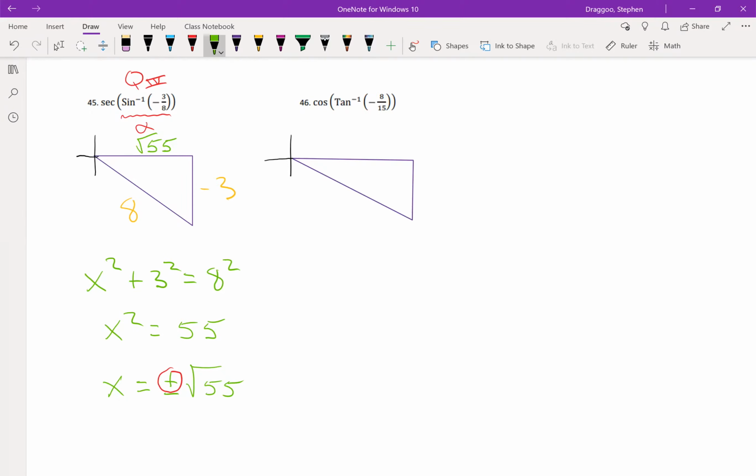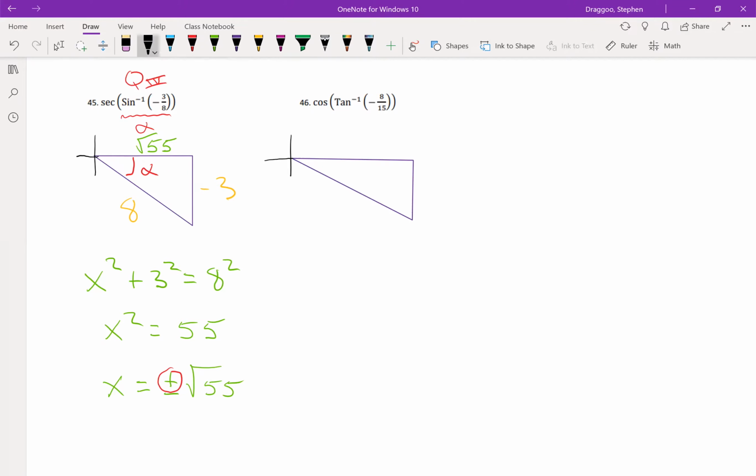Also, I should have labeled my angle alpha at the beginning, so I'll do that now. Alpha is that little angle right there. And this time, measuring alpha in standard position, I do know that it's going to come down from that positive x-axis because it's the sine inverse of a negative number, which means that it's going to be a negative angle. So alpha will be measured backwards in this case.